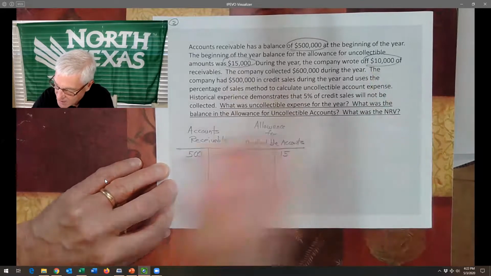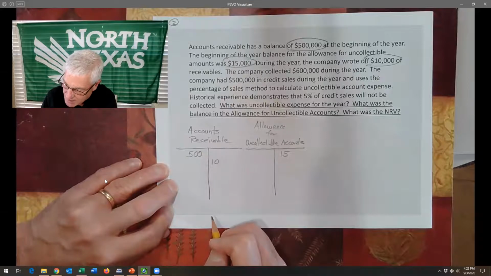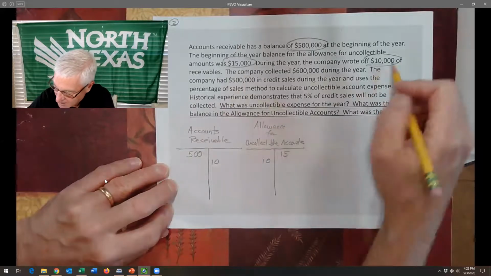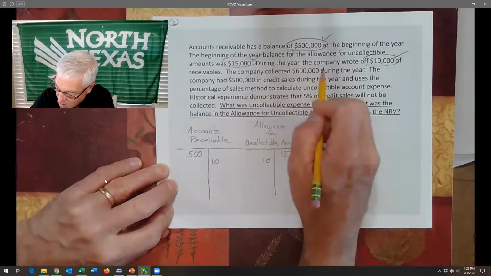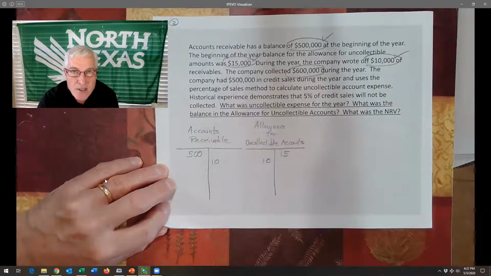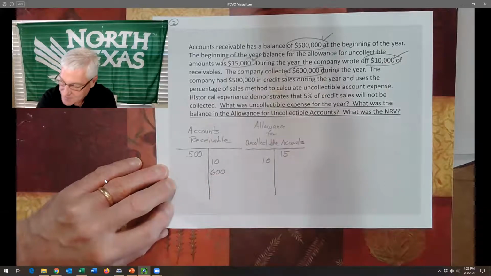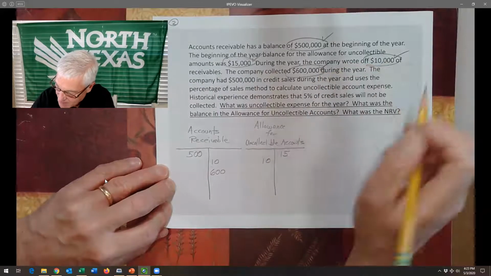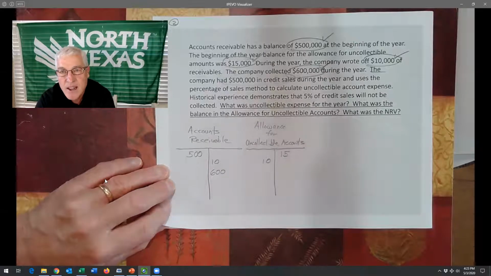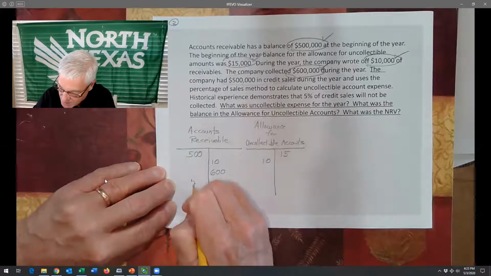During the year, the company wrote off $10,000 of receivables. We know that is a reduction in the receivable, a credit to the receivable, and a reduction in the uncollectible. So I've got that taken care of. What's my next number? The company collected $600,000 during the year. That means a debit to cash, cash went up, and a credit to accounts receivable, it went down. And during the year, the company had $500,000 in credit sales, new sales. That's a debit to accounts receivable for $500,000 and a credit to revenues for $500,000. So I'll just put my 500 here.